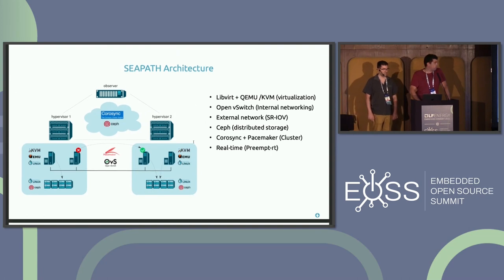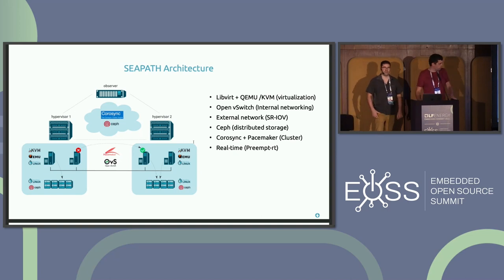Brief reminder of the architecture. This will be useful to have that in mind for the demonstrations. Usually, we think that SEAPATH has at least three nodes, since it's a cluster, not a number of machines. At least two hypervisors, but you can have three, you can have five. And inside each hypervisor, we have loads of technologies that are used to deploy the VM and manage the VMs. So basically, QEMU, KVM, everything running on real-time Linux. And for networking purposes, OpenVSwitch.